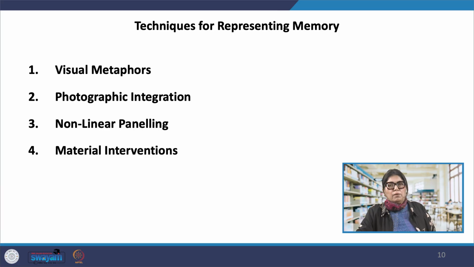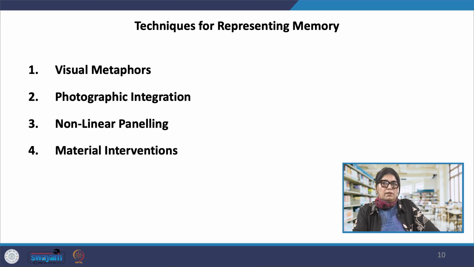Third is nonlinear paneling. By breaking standard grid structures, authors can illustrate the multiplicity of selves and the way traumatic memories resist a chronological flow. Fourth technique is material interventions. Some works use physical actions like folding, cutting, or reassembling pages to mimic the physical impact of trauma on memory. Now we will analyze this important technique in greater detail.